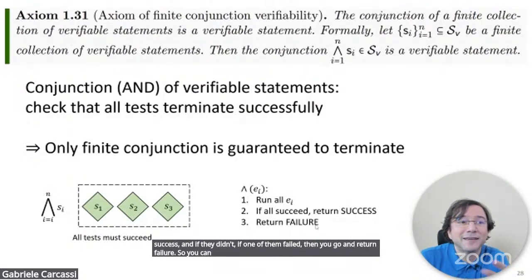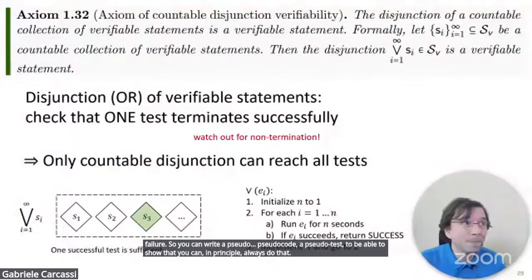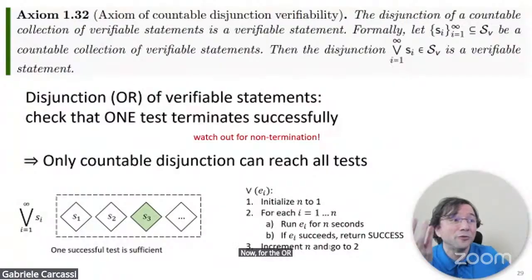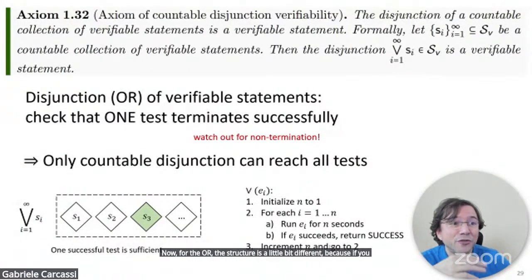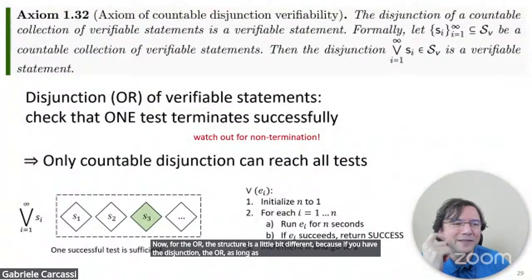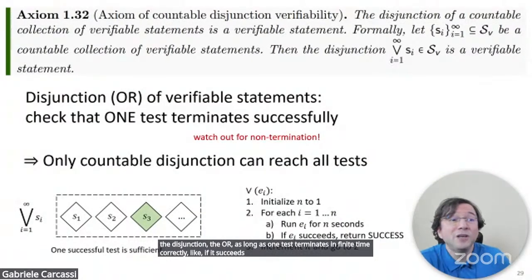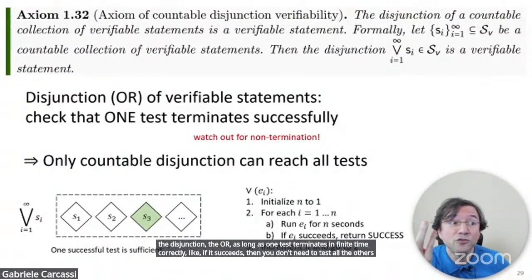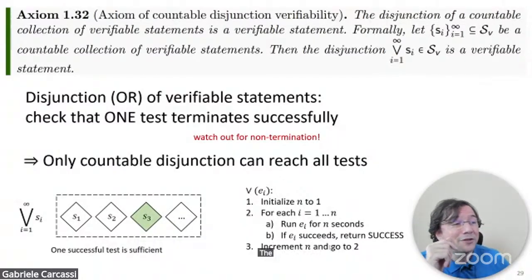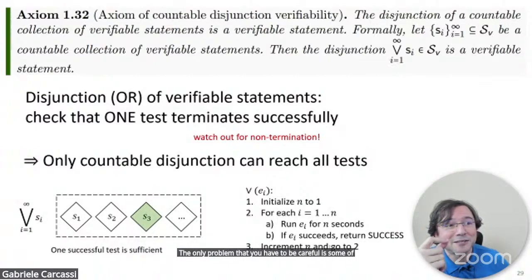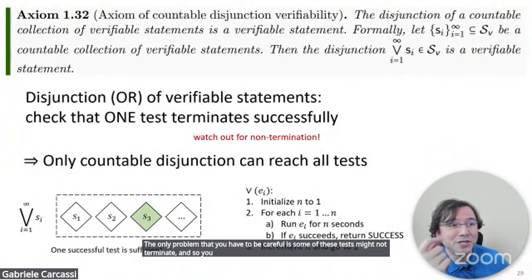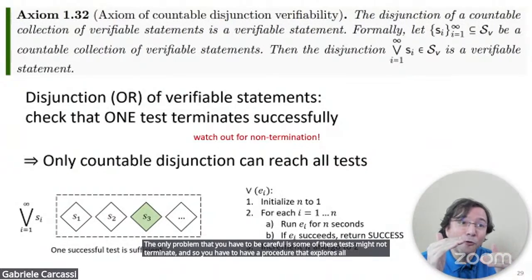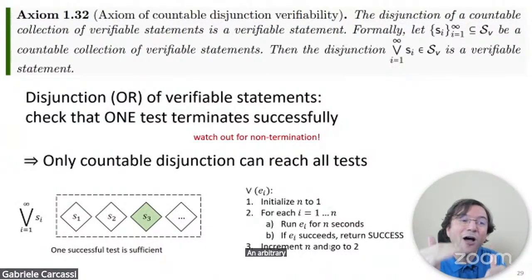So you can write a pseudo code, a pseudo test, to show that you can, in principle, always do that. Now, for the OR, the structure is a little bit different, because if you have the disjunction, the OR, as long as one test terminates in finite time correctly, like if it succeeds, then you don't need to test all the others. You can disregard them and just return success. The only problem you have to be careful about is that some of these tests might not terminate. And so you have to have a procedure that explores all tests for an arbitrarily large amount of time.